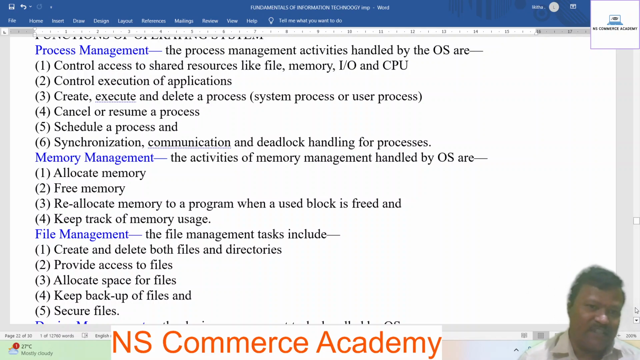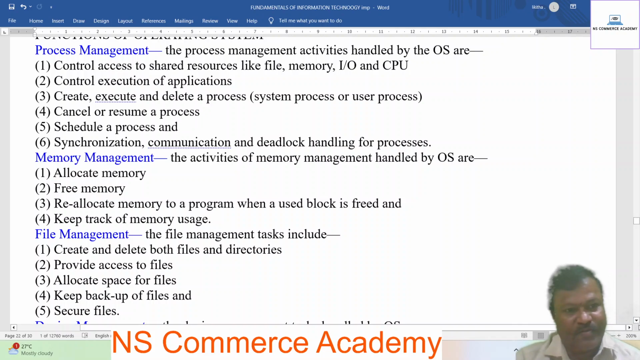Next, the second one, memory management. The activities of memory management handled by the operating system are: allocate memory, free memory, reallocate memory to a program when a user block is freed, and keep track of memory usage. Next, file management.